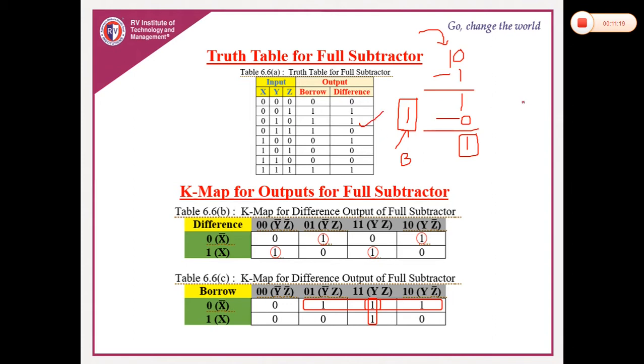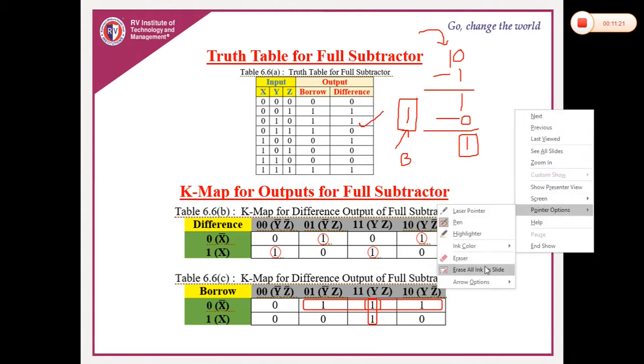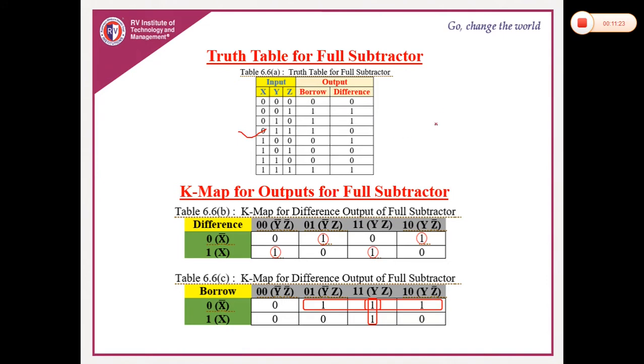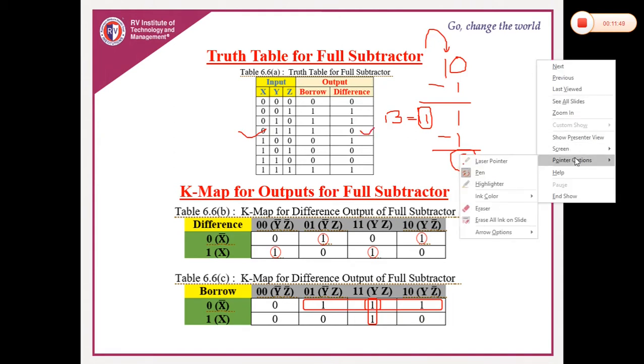Is it okay? For the next combination, we will see 0 1 1. For 0 1 1, 0 minus 1 is not possible, right? So we have to take borrow. Whenever we take borrow, borrow is equal to 1. Then it will become 1 0. 1 0 means 2. 2 minus 1 is 1. So again we have to subtract this with 1. So 1 minus 1 is 0. This is the difference output. So 1 0. Next combination we'll see.